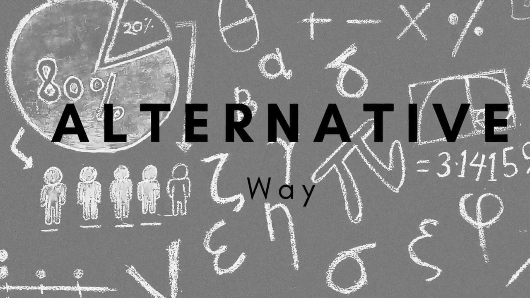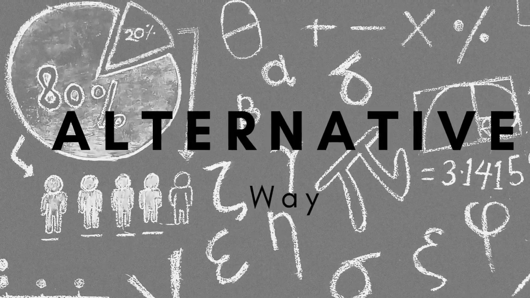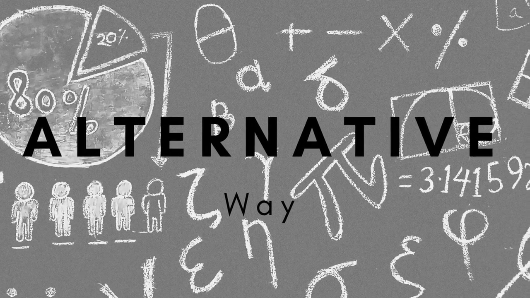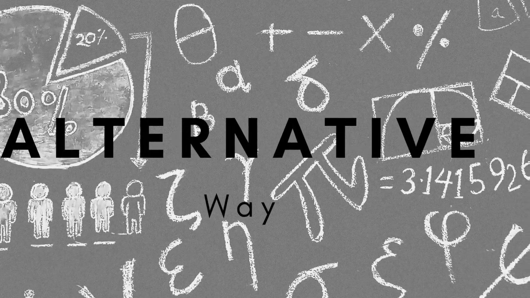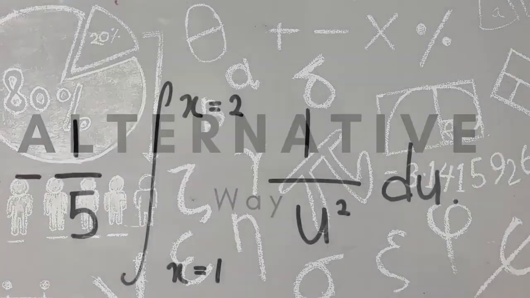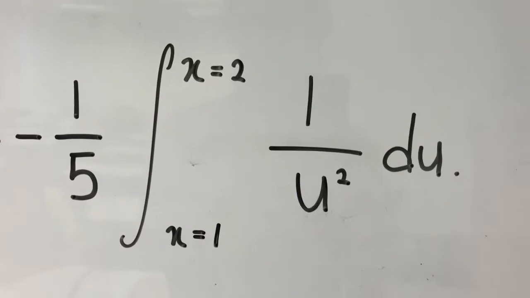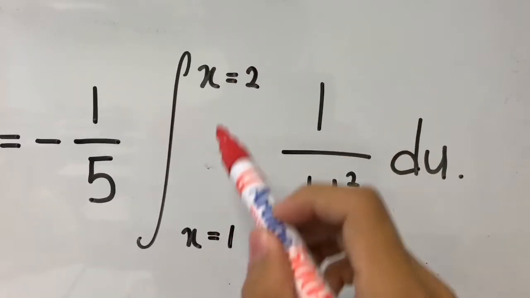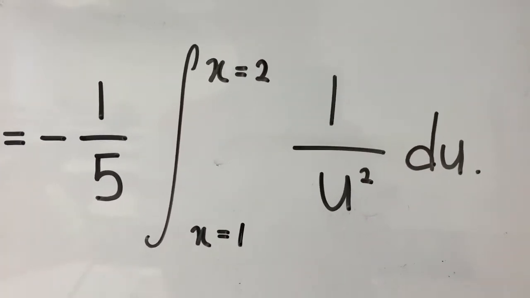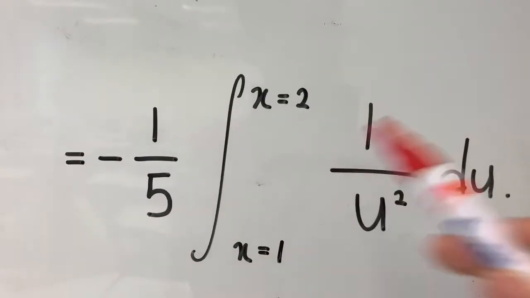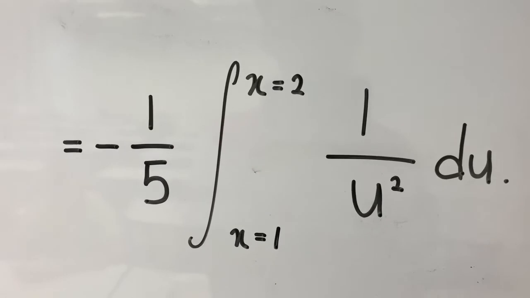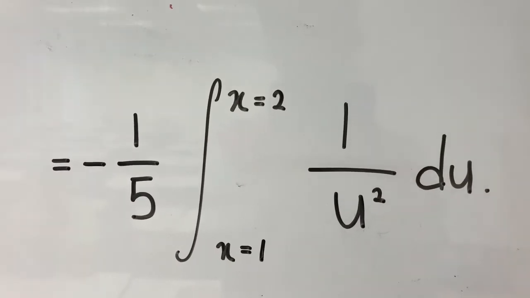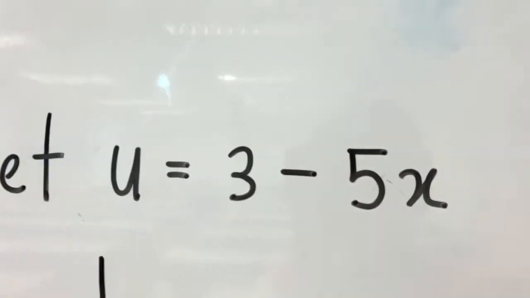But not to forget, we also have an alternative way to solve the definite integrals without changing the terms of u back to its original terms. So the solution will be like this. By referring to the previous solution, without changing u back into its original terms, we can change the limits into terms of u. To change the limits in terms of u, we can use this as a guideline.